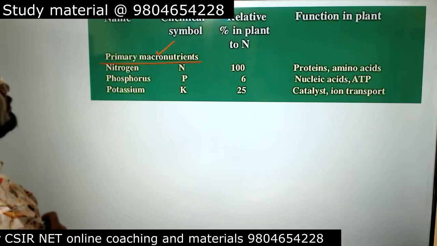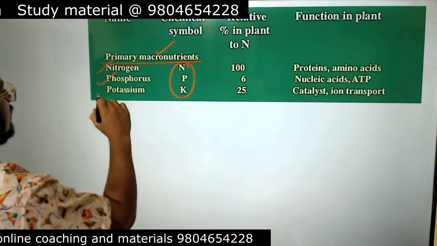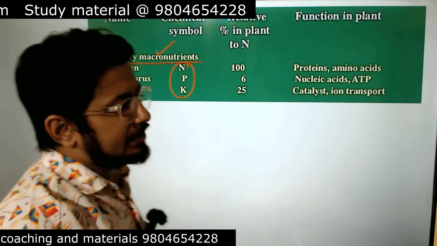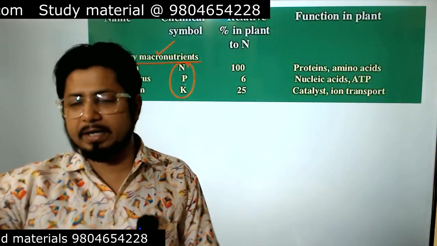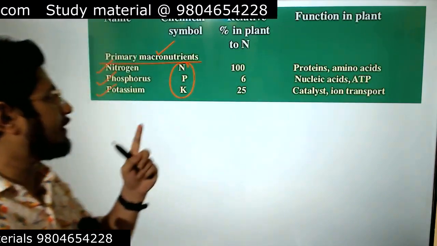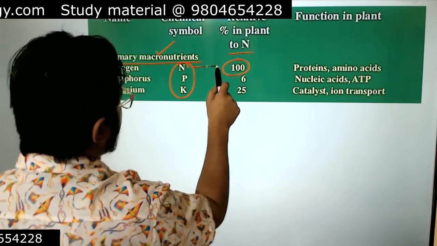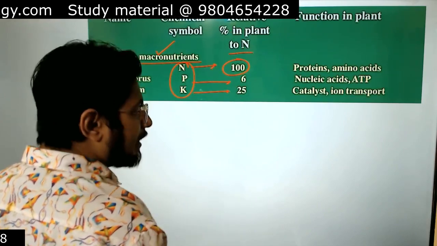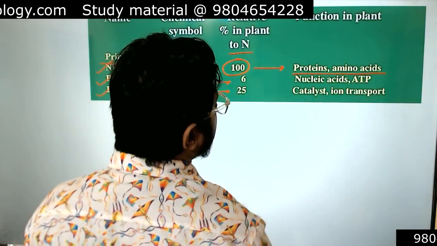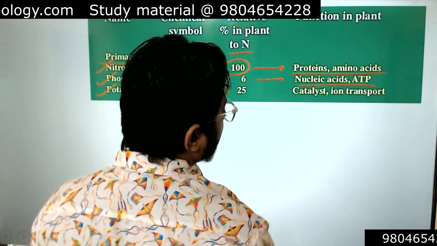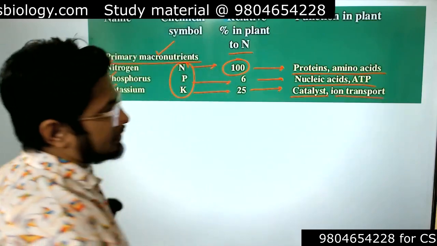So the primary macronutrients are three different types: N, P and K. Nitrogen, phosphorus, potassium. Generally nowadays this is produced as a mixture of NPK. We call it by different names, but the NPK is present in a particular ratio. In this case the percentage in the plant: nitrogen is known as 100%, phosphorus 6%, potassium 25%. What is the function? Nitrogen is needed for protein and amino acid synthesis, phosphorus is needed for nucleic acid and ATP synthesis, and potassium for catalyst and ion transport.